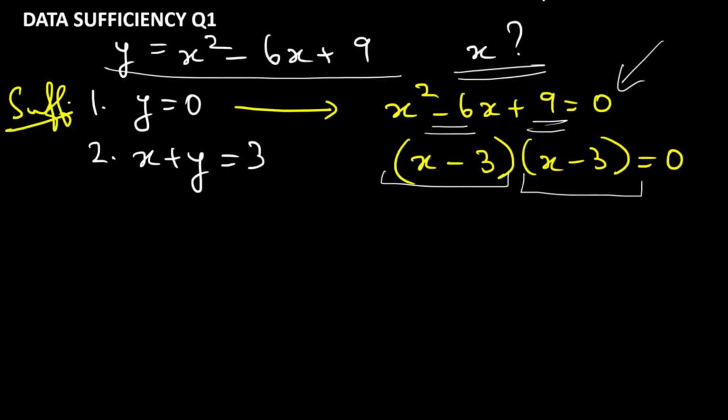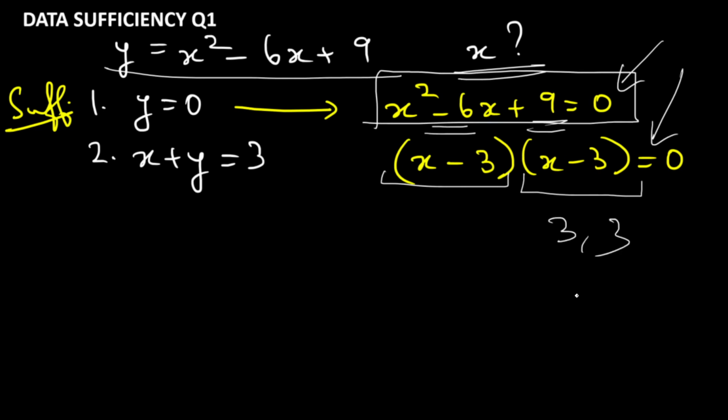Some of you may think that this is a quadratic equation and then you may have thought that there will be two values of x and hence statement 1 alone is not sufficient. But that is wrong, right? If you factorize it, you will see that this is a quadratic equation which has only one solution, or both the solutions of x are equal, that is 3 and 3. So statement 1 alone is sufficient.